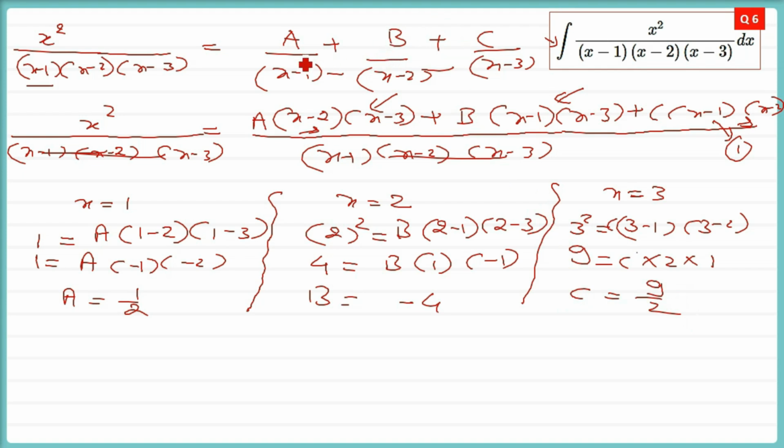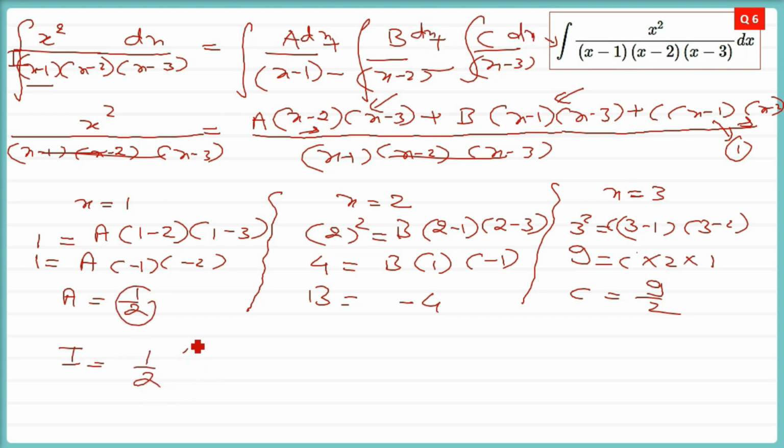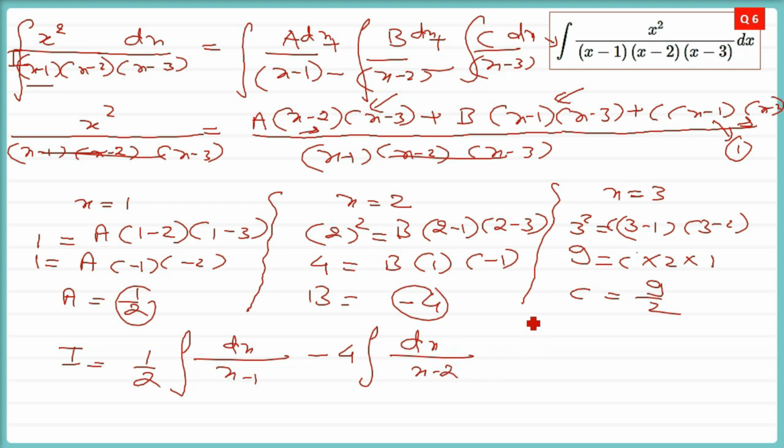Now a, b, c you have to put in here. So this integration will be like this. Integration, these 3 integrations, separate terms, and all in terms of dx, integration with respect to dx. So a is a constant, half, you can take it outside, integration dx divided by x minus 1. Now coming to b, b is negative 4. Negative 4 you can take outside, dx divided by x minus 2. Then c, and c is 9 by 2. So you can have 9 by 2 outside. Integration of dx divided by x minus 3.